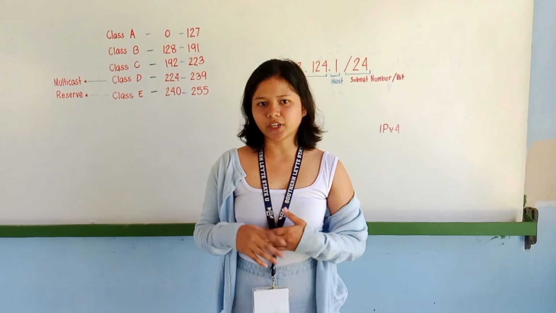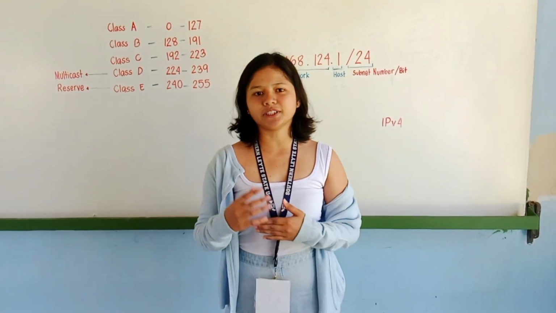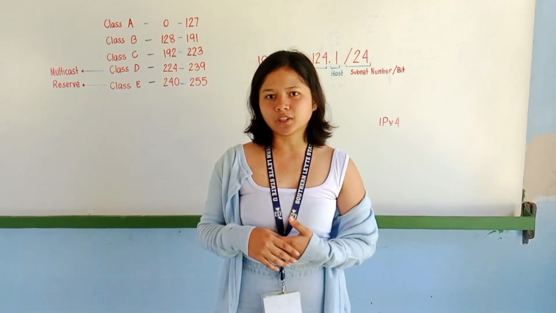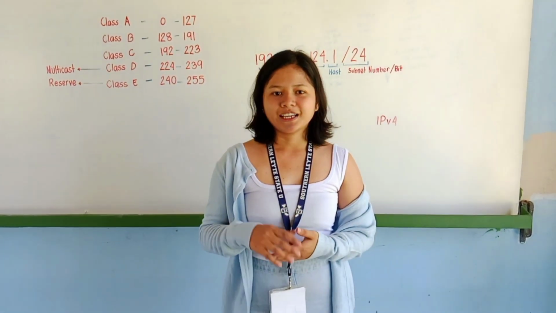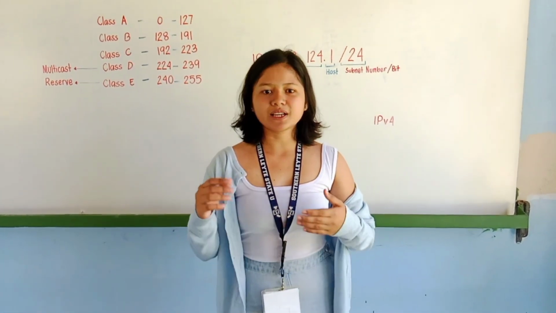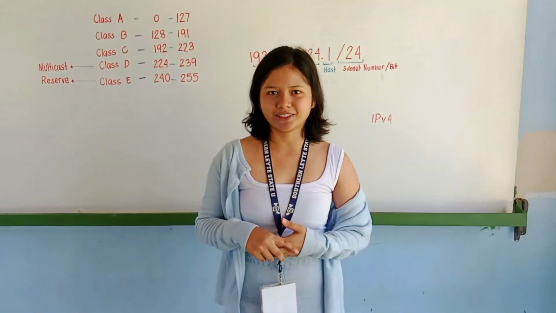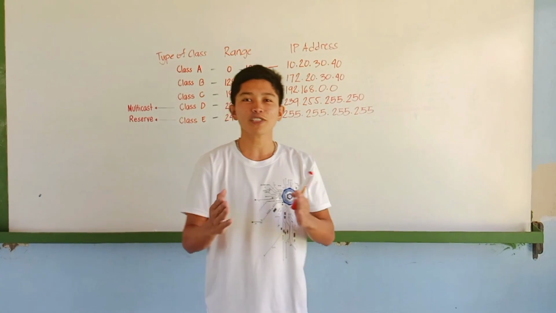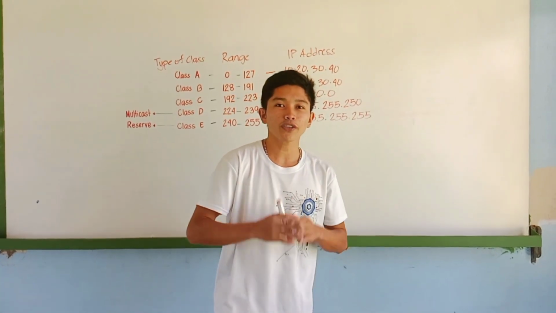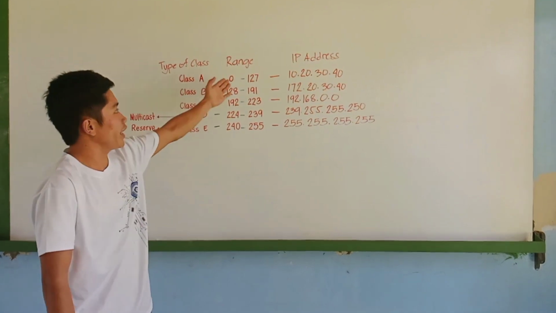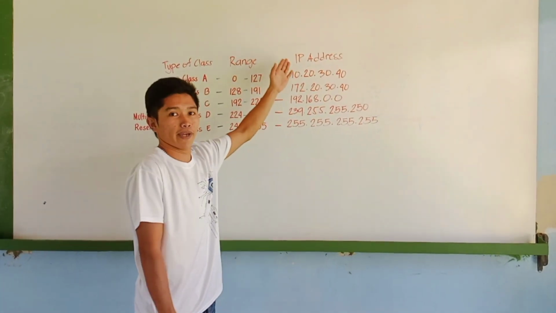IPv4 was first described in 1981 by the Internet Engineering Task Force and was later adopted by the Department of Defense of USA in 1982, and ARPANET in 1983. So as a continuation for this video, I am going to show you the different types of class of IP address, and then the range, then the example of IP address.